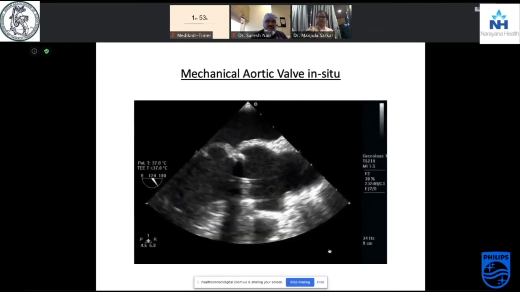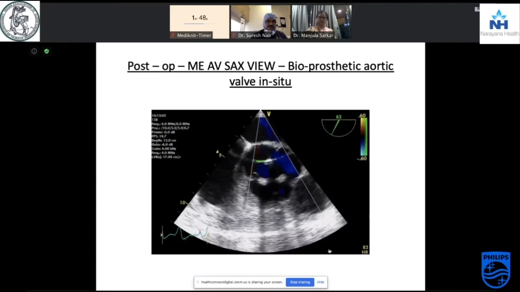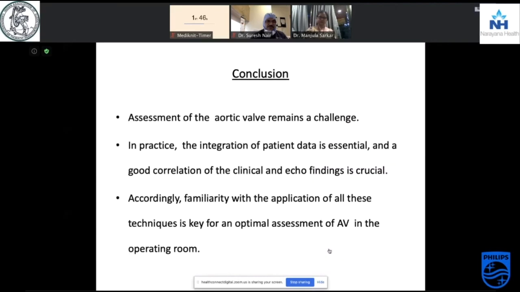So this is a mechanical valve in situ. This has been already discussed yesterday by Dr. Koshi, and parasitic valve. And that's it. That's I conclude. Thank you.